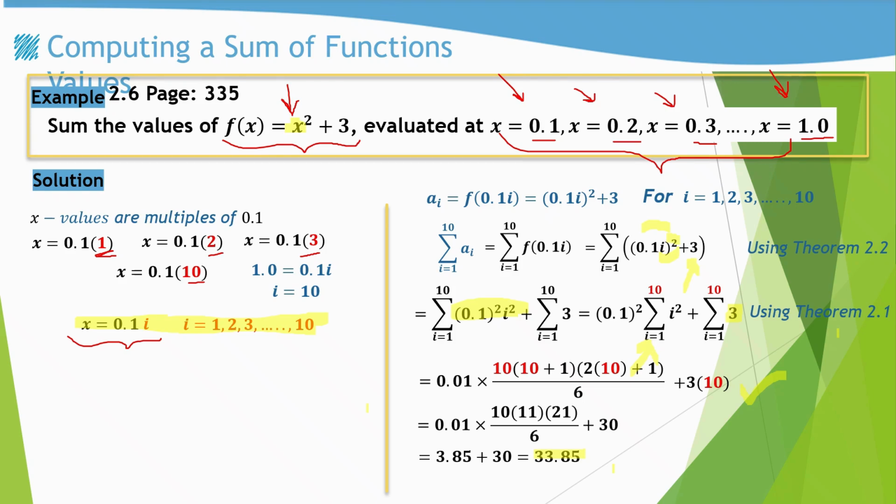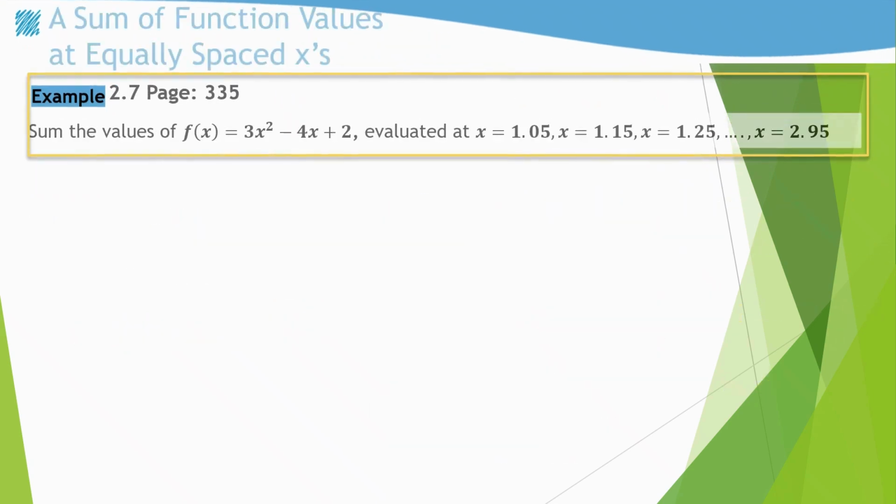Let's try one more question. Here if you notice, same idea, but your x is not that easy. The first number is 1.05, then 1.15, and the last number is 2.95. So you know that i ranges from a number to a number, but what is that number? That is the question. If you know that, you can frame x_i and replace it in your function, wherever you have x.